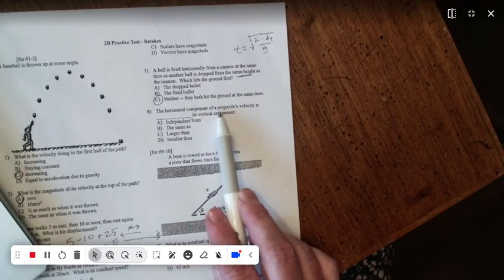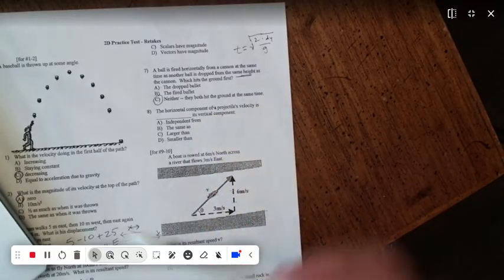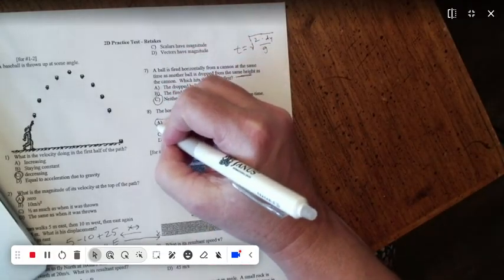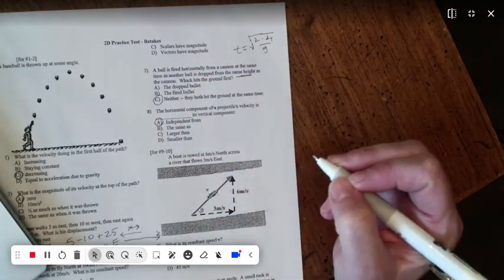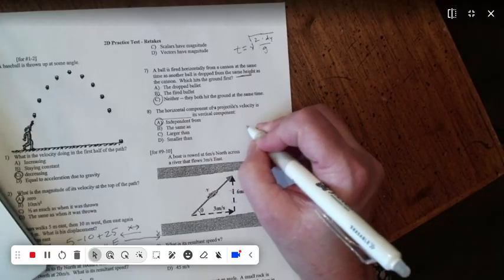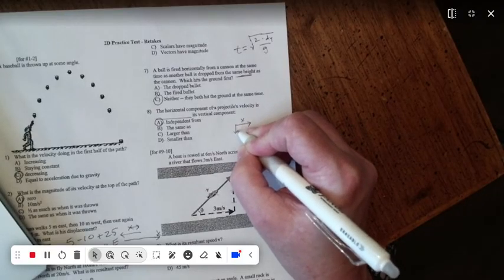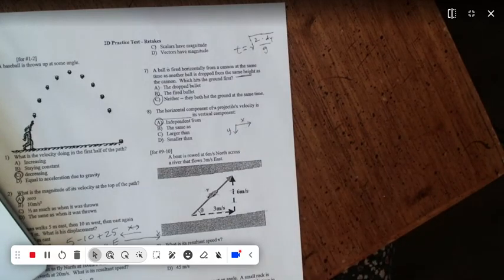The horizontal component of a projectile's velocity is independent from its vertical component. Remember, those two motions are independent of each other, but we need both of them. The projectile's got motion in the x direction, it's got motion in the y direction, but we need both of them to describe it.